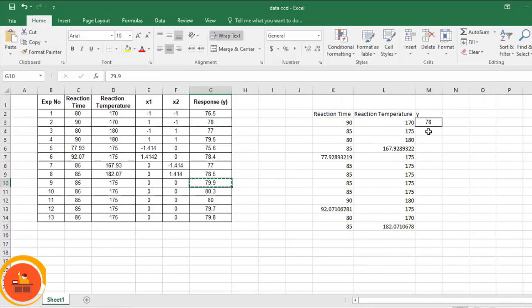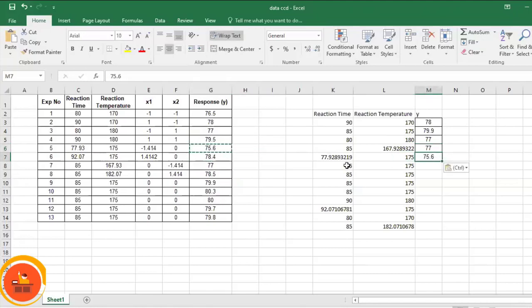So the first value I am copying here. Next time I won't copy the first value, I will go for the second value. Next, 80, 180. Here it is, 77. I'll copy it here. Next is 85, 167. This is also 77. I will copy and paste it here. Next is 77.92, 170, and 75.6 at 175.